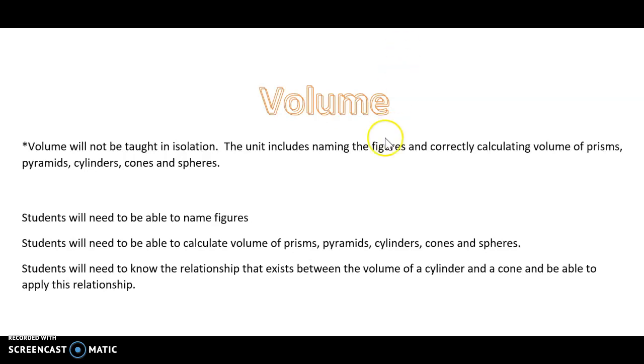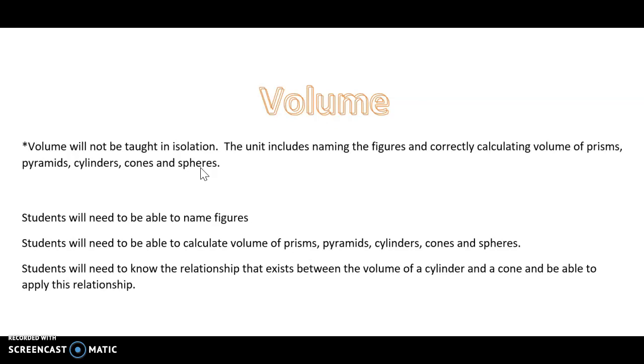The unit includes naming of the figures. You did this during surface area. And correctly calculating volume of prisms, pyramids, cylinders, cones, and spheres. Those are the only ones that you're obligated to do. Students will need to be able to name the figures: rectangular prism, triangular prism, square pyramid, rectangular pyramid, cylinder, cone, sphere. You'll need to be able to calculate the volume of prisms, pyramids, cylinders, cones, and spheres.